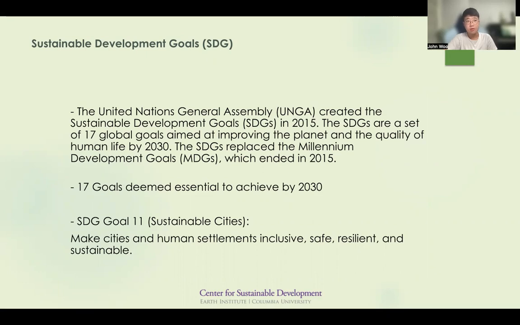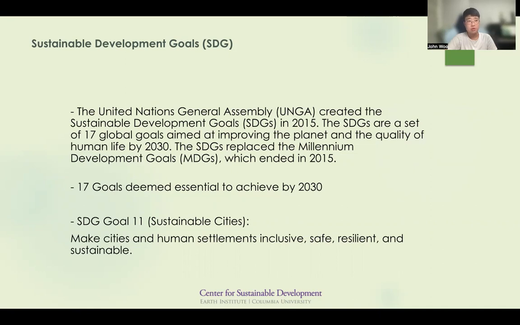For those of you who aren't familiar with what the Sustainable Development Goals are, they're a collection of 17 goals announced in 2015 by the United Nations General Assembly. The SDGs replaced the Millennium Development Goals. Resilient cities tie directly into SDG 11, which reads, make cities and human settlements inclusive, safe, resilient, and sustainable. The goal is also known as sustainable cities.